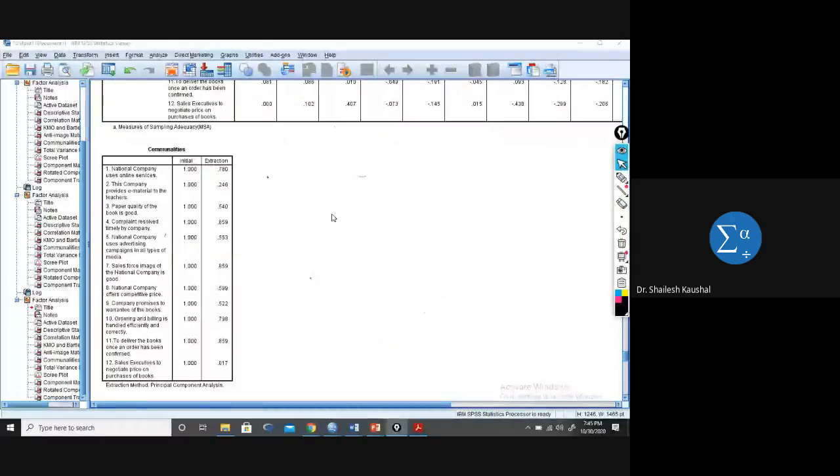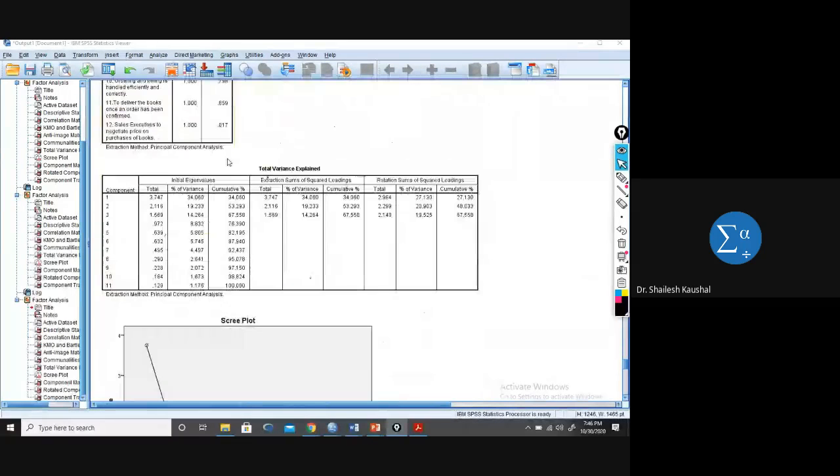So we can check whether all the values are greater than 0.5 or not. So through the community matrix, where is the community? Is this? But here question number 2 is less than that, because its value is very low, it is not up to the mark. Its value is 0.246, it is not desirable. Okay, we will not remove it right now, we will see further.